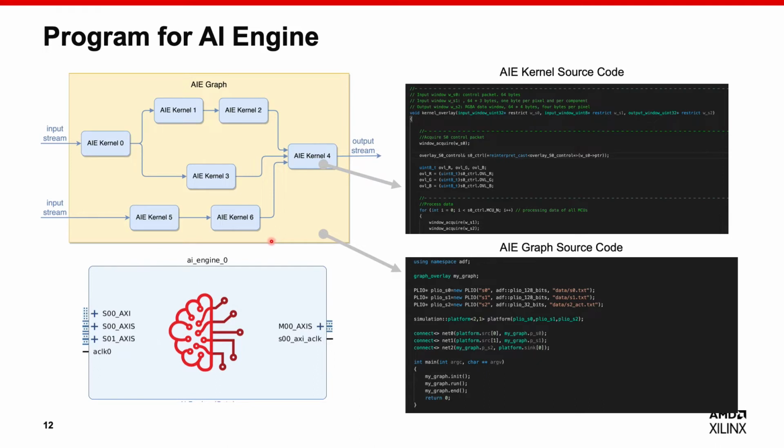An AI Engine kernel is the core C language function block where real computation happens, and the AI Engine graph stitches the kernels and formulates the full computation data flow. From the hardware viewpoint, the AI Engine graph is an IP block with an AXI slave port, some AXI stream slave ports, and some AXI stream master ports.